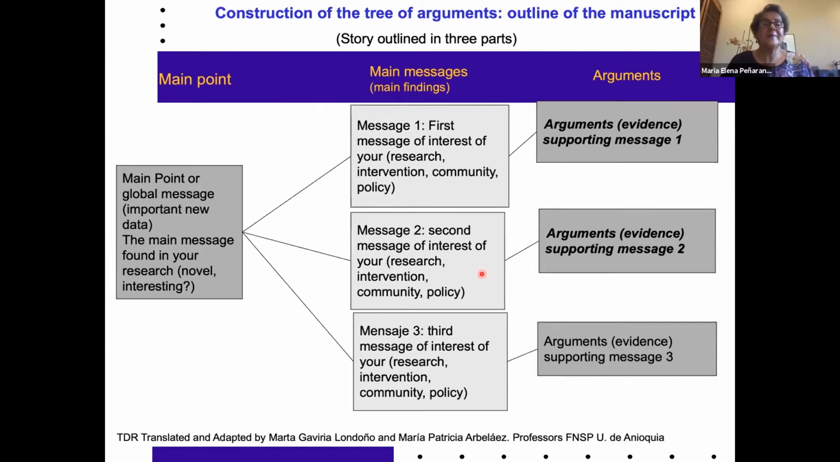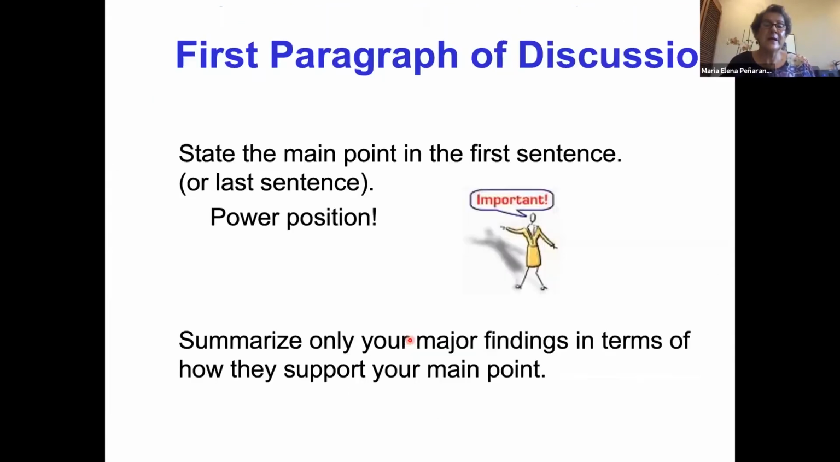So back to the tree of arguments that will guide you through the discussion, because you already analyzed the three arguments, at least, that data and results that you have. So first start with the main point. This is what I was saying about the first sentence, which is a power position, like when we talked about how to make paragraphs. The power position is at the beginning and the end of paragraphs. Summarize only your major findings in terms of how they support your main point. So we are not going to analyze a lot of findings that are not strong. We're not going to dwell on how the controls work versus the subjects studied.